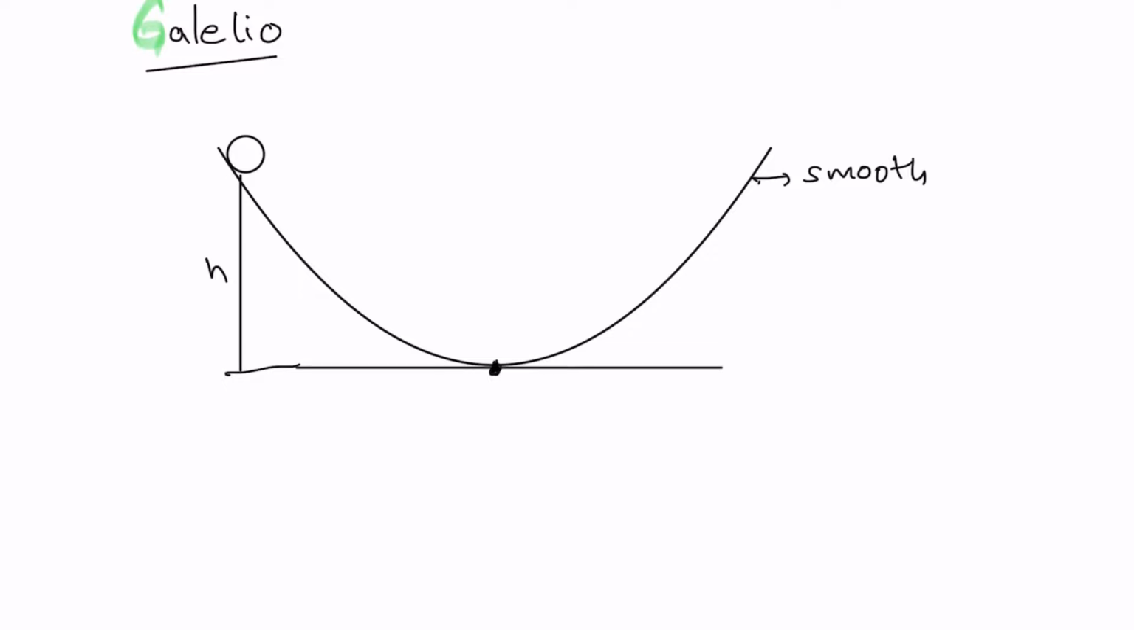So what is happening? Due to gravity, it comes down. Up to this point, velocity is increased. Again, from this point, its velocity decreases. Again, it reaches the same height on the other surface.